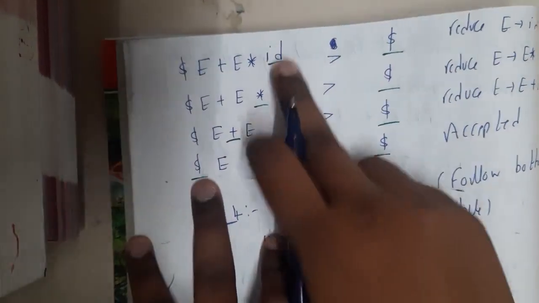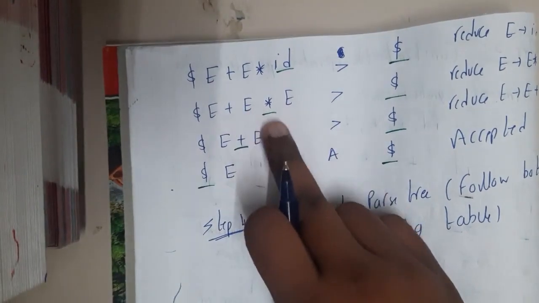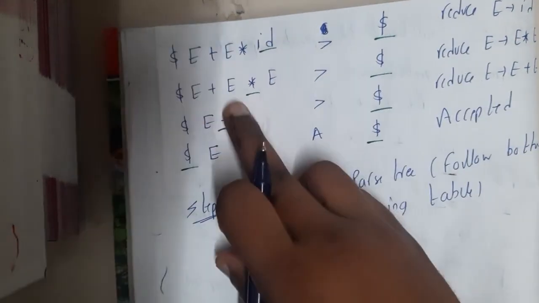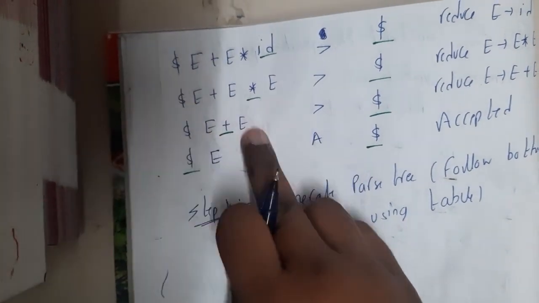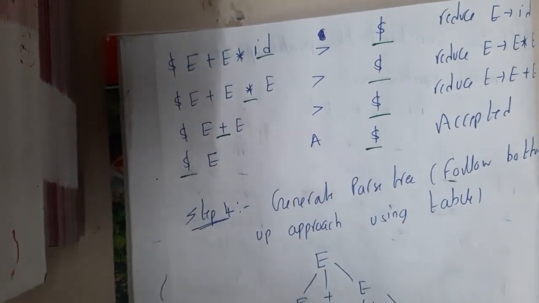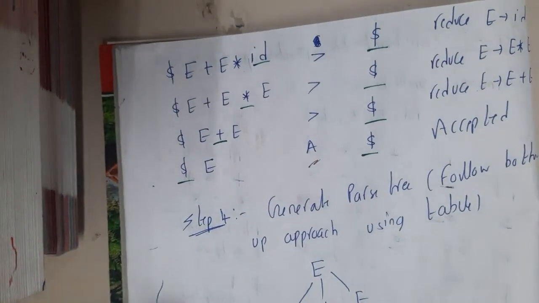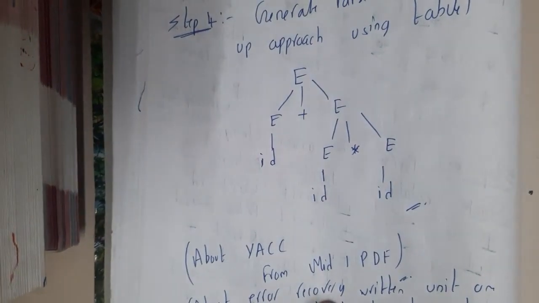Similarly, you will be converting this id into e by reducing it. So this whole part will be reduced to e, and e plus e is reduced to e. So if you notice here, dollar with the dollar is nothing but accept. So we accepted it. Again, you can generate the parse tree based on the exact steps which we followed, guys.